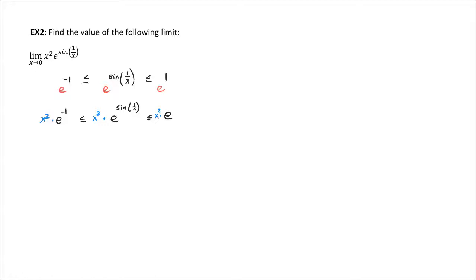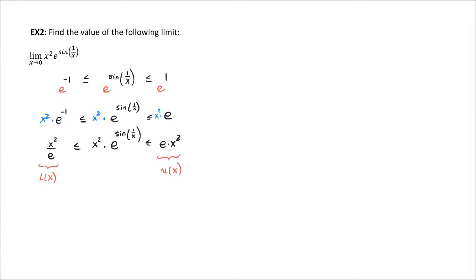And when I do that, let me rewrite what I have. I will get over here x squared over e less than or equal to x squared times e to the sine of 1 over x, less than or equal to e times x squared. Immediately, I can now see my outer functions. This will be my L of x or U of x. Remember, these are just dummy names. This will be over here U of x.